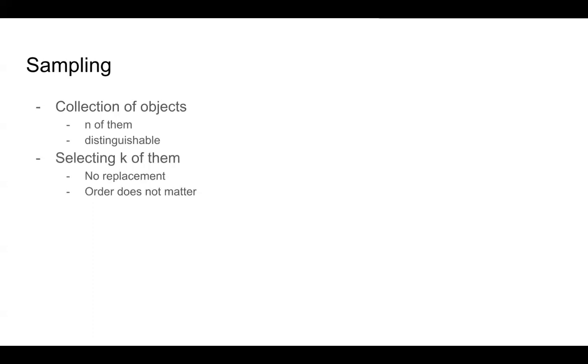To clarify, our sampling problem will have a collection of objects. There will be n of them. They will be distinguishable. We will select k of them. When we select each one, we will not put it back into the sampling pool to be able to be chosen again. And the order of the final sample will not matter.